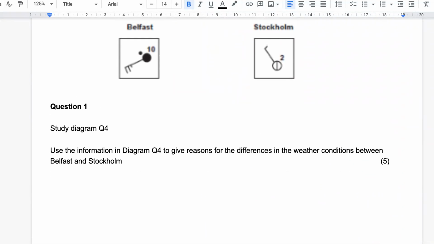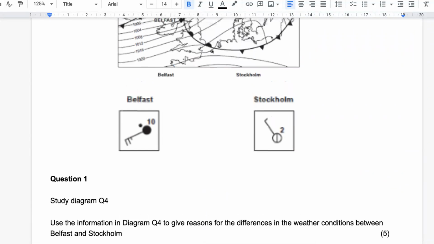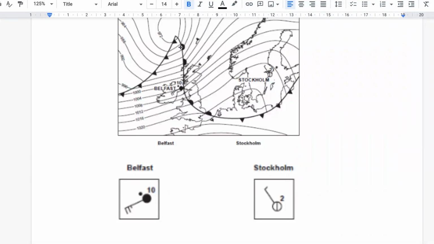Let's start with what is probably the easiest reason, which is the fact that Belfast has rain and Stockholm has nothing. Why is that? If we look at the weather map, we can see that a warm front has recently just passed Belfast. Belfast lies just to the west of that warm front, which, because warm fronts are always moving from west to east, means the warm front must have arrived recently, which is why Belfast is raining. Stockholm, in contrast, is nowhere near a weather front. The nearest weather front is right across the sea in Germany down here. So there's no weather front nearby, and that is why Stockholm has no rain. So there's your first mark.